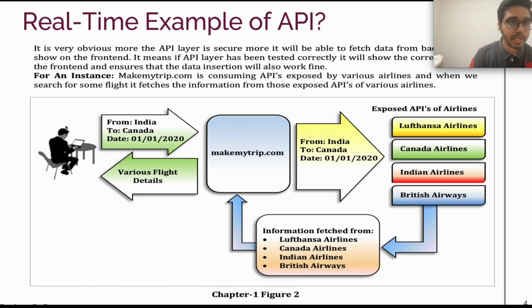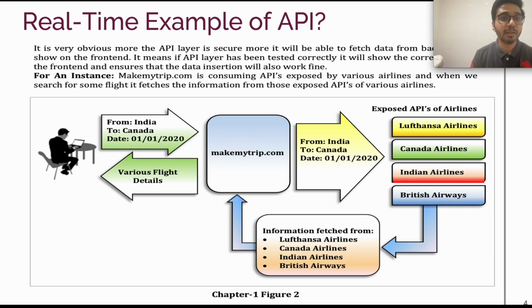You can see, this person is not aware of how things are happening behind the scenes. He just bothers about what options he has. So what is the duty of makemytrip.com? It will just fetch the information from different airlines and show it to the person who is looking for the options. So here, what is the request?